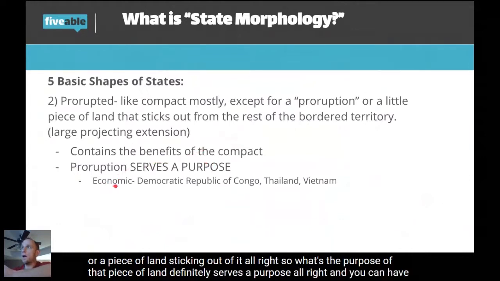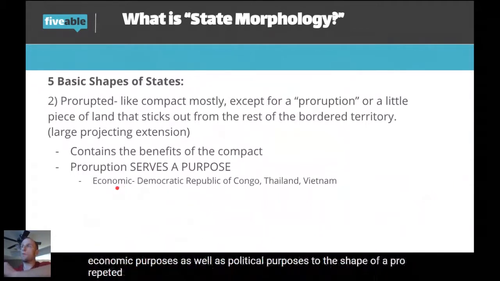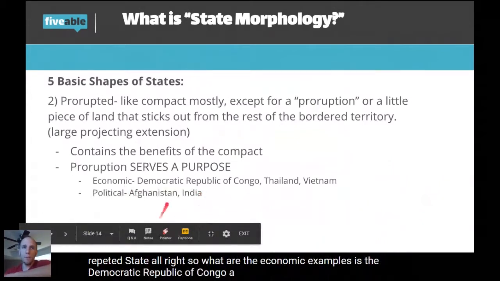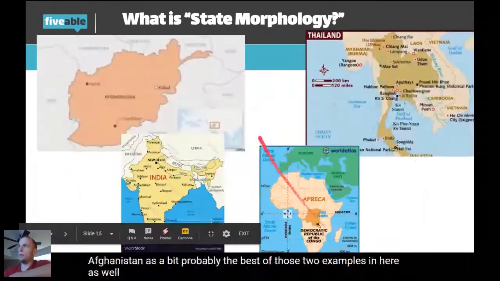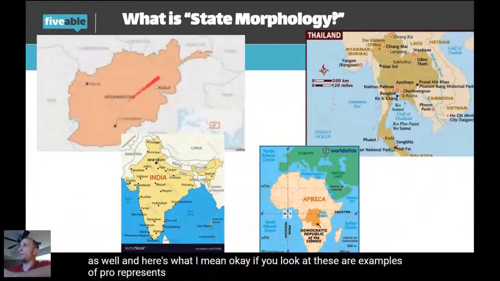All right, and you can have economic purposes as well as political purposes to the shape of a prorupted state. One of the economic examples is the Democratic Republic of Congo. A political example would be Afghanistan. Afghanistan is probably the best of those two examples, India as well. And here's what I mean, okay? These are examples of prorupted states.